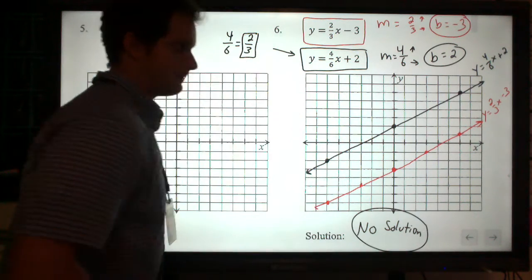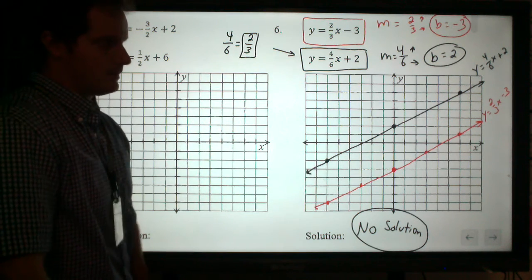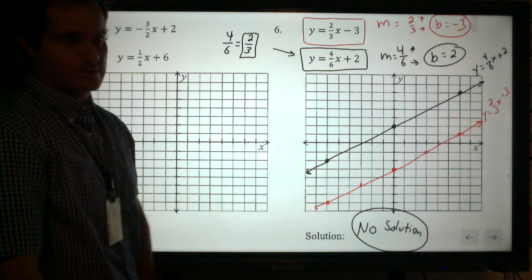And that's what you write. Parallel lines, they have the same slope, different y-intercepts, they will never intersect. So there is no one solution answer.